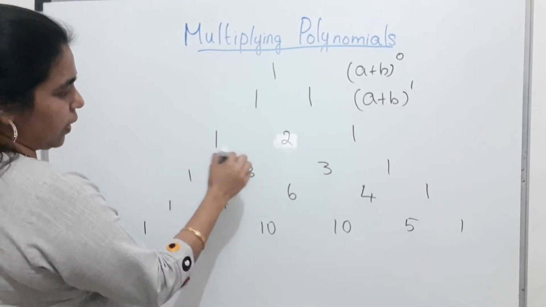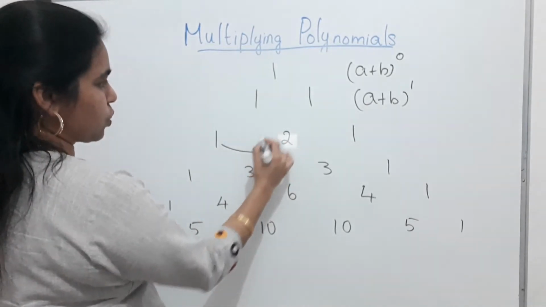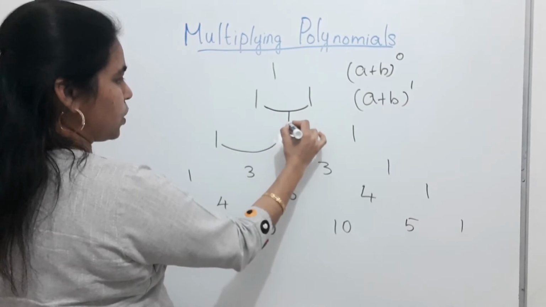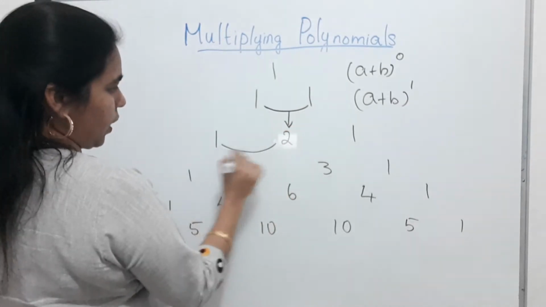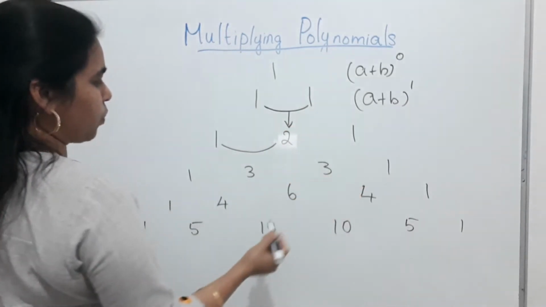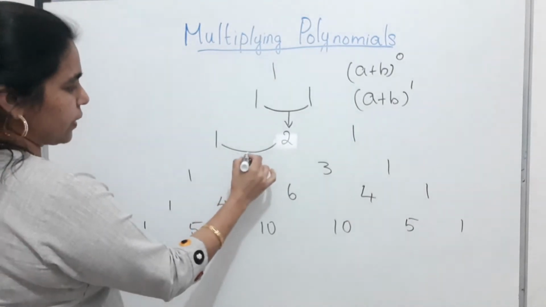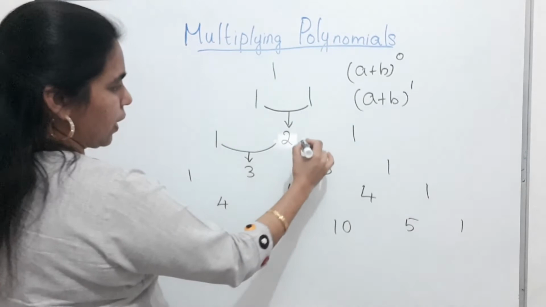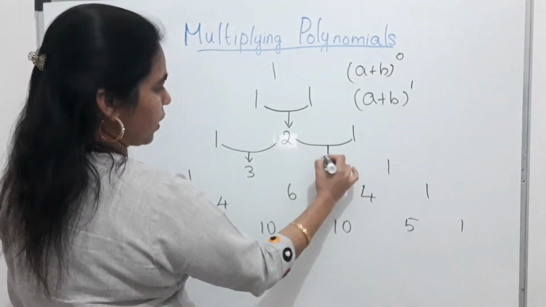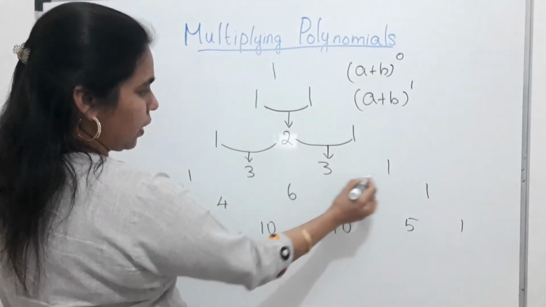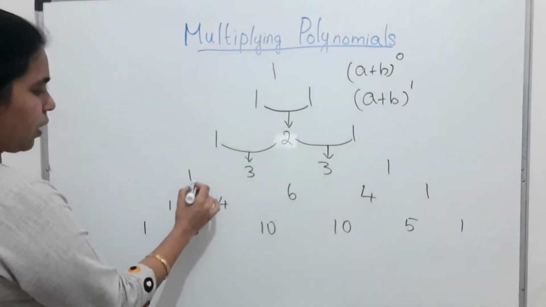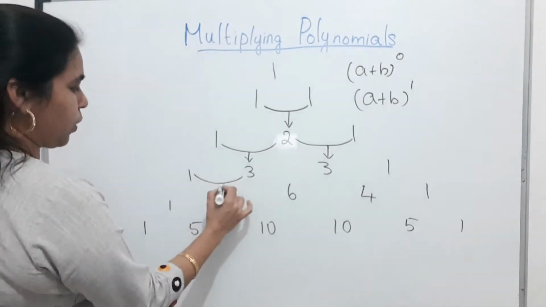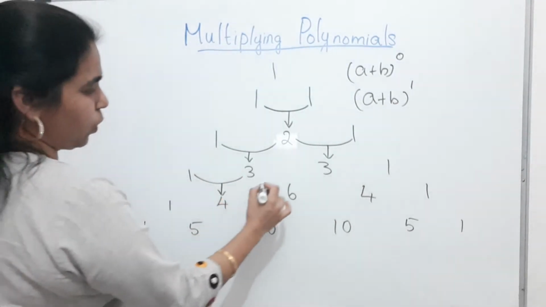So 1, and then you have to add these two, and here also you can add these two and you will get 2. And you have to add 1 at the end. Now you have to add these two, and then 1 plus 2 will be equal to 3. And then you have to add these two, and 1 plus 2 will be equal to 3. And this is 1. And now you have to add these two and get 4. 1 plus 3 is 4.